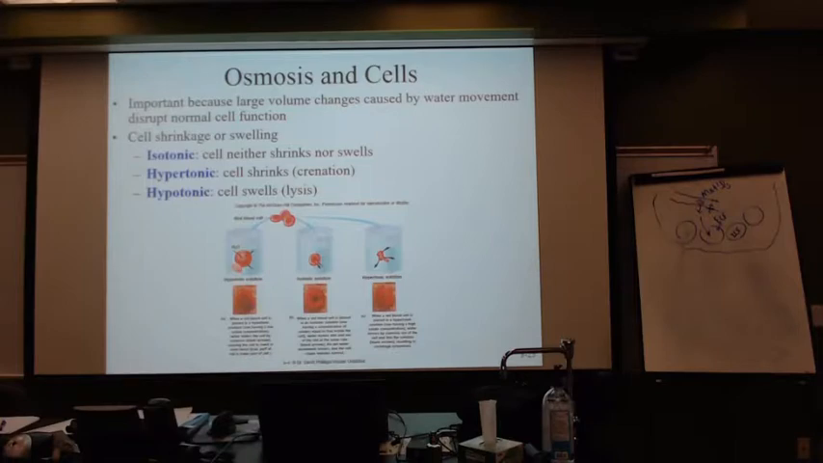All right? The cell will shrink or crenate, C-R-E-N-A-T-E. That cell's dead. So this means that if a person's salt levels, for example, are incorrect in their body, they could be killing off cells of tissues. And that needs to be corrected quickly.